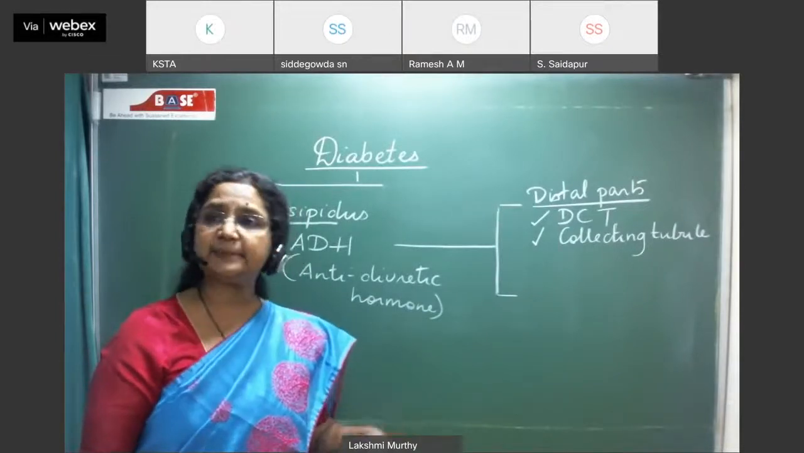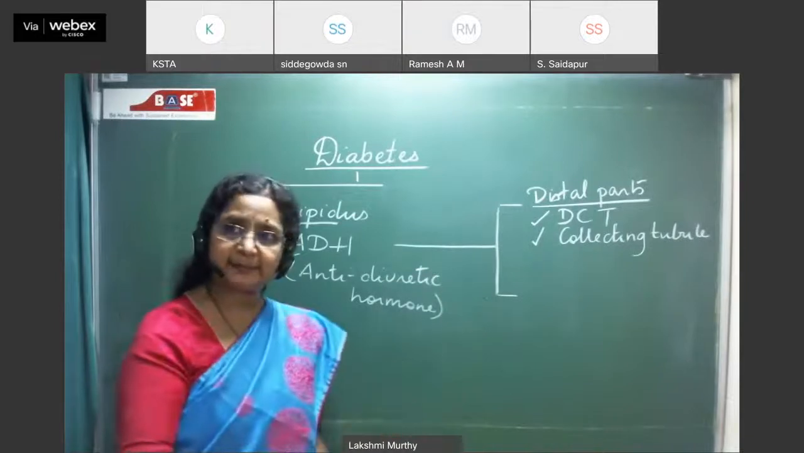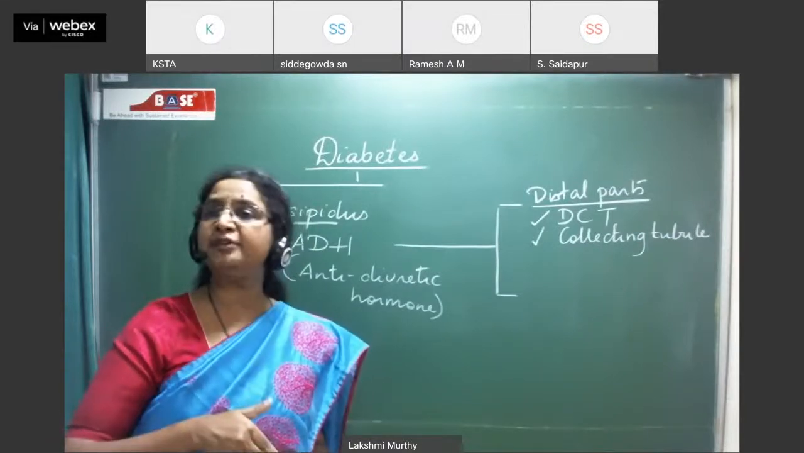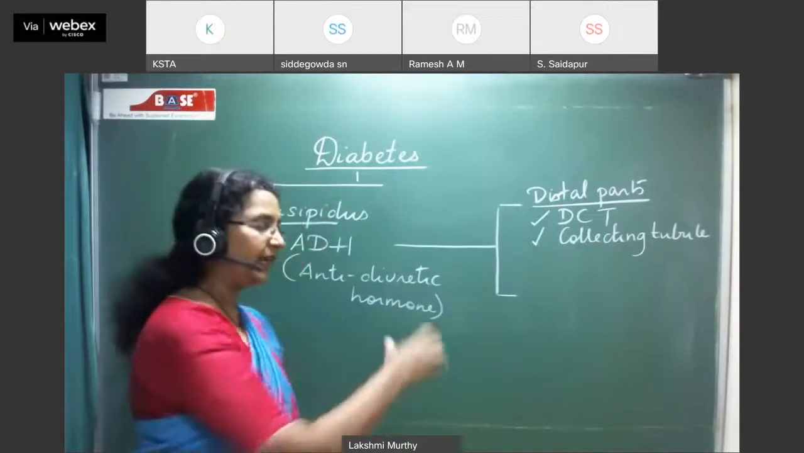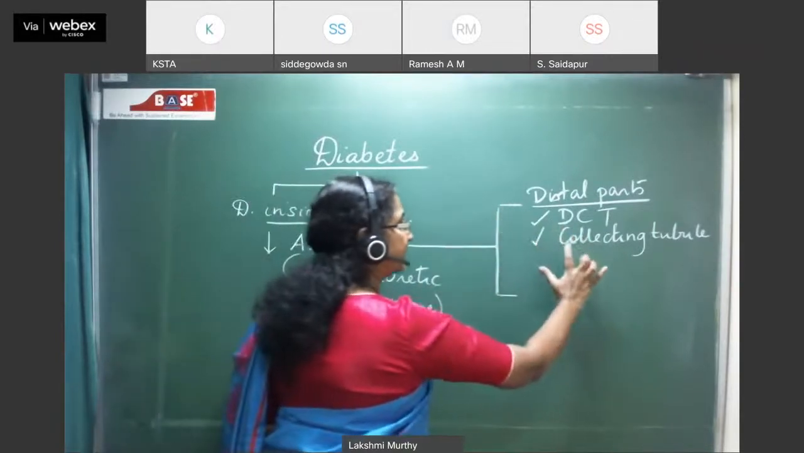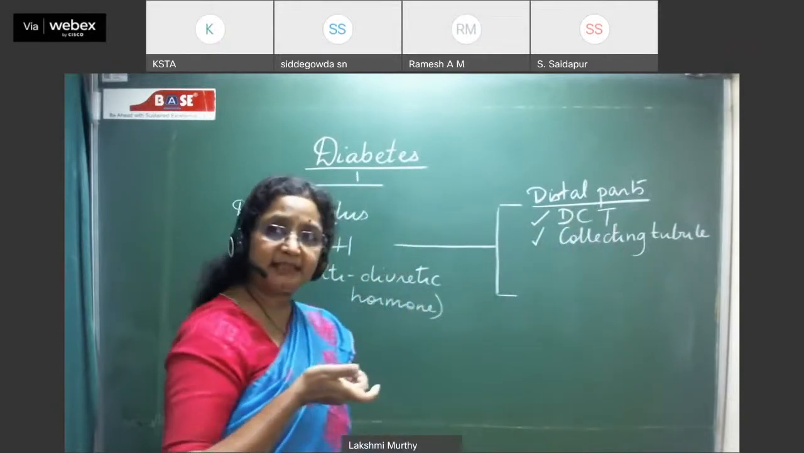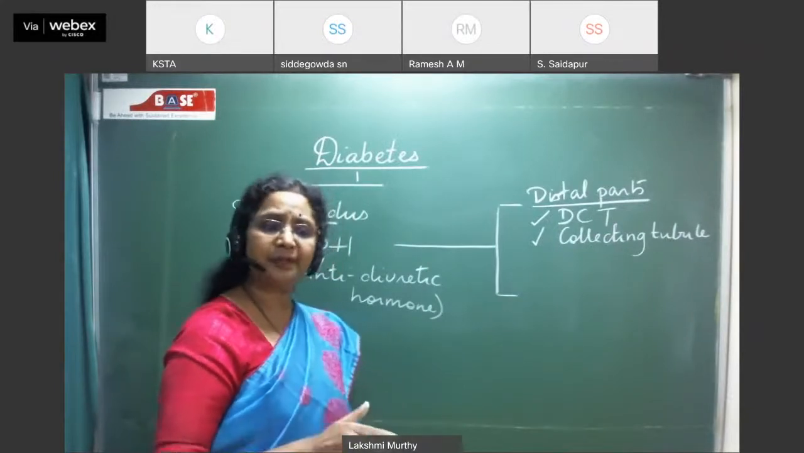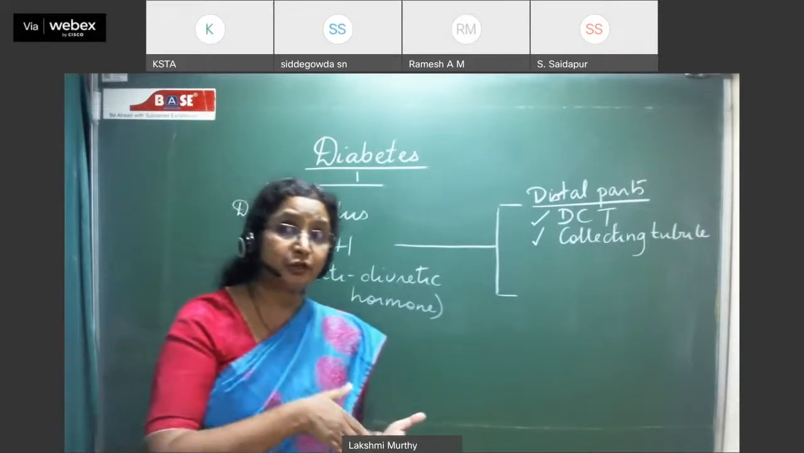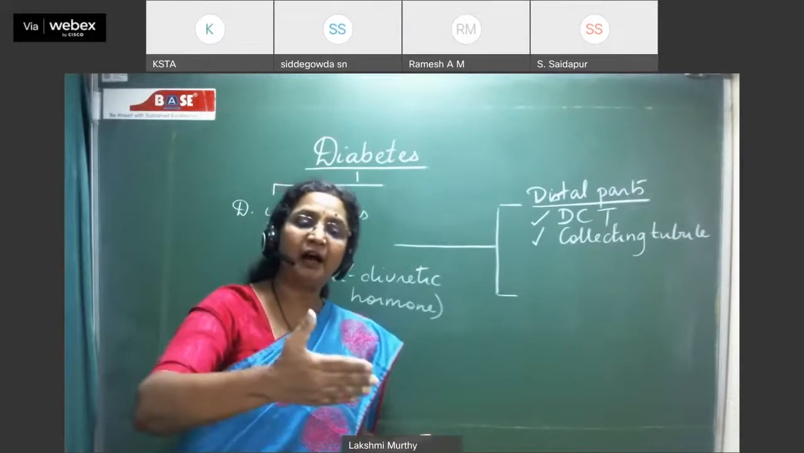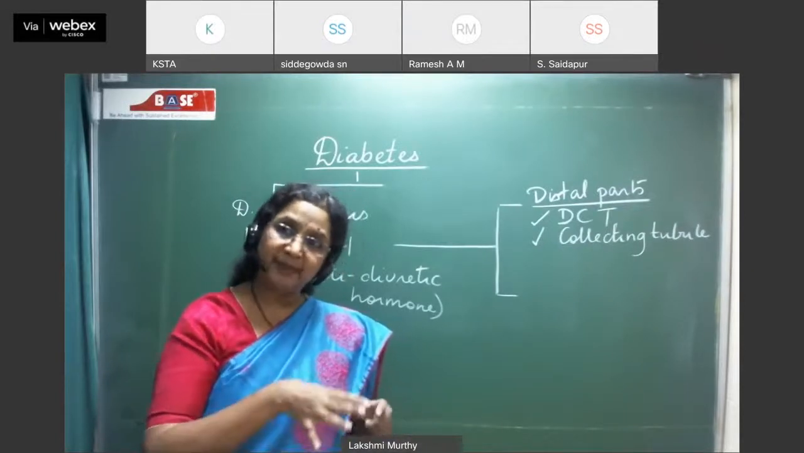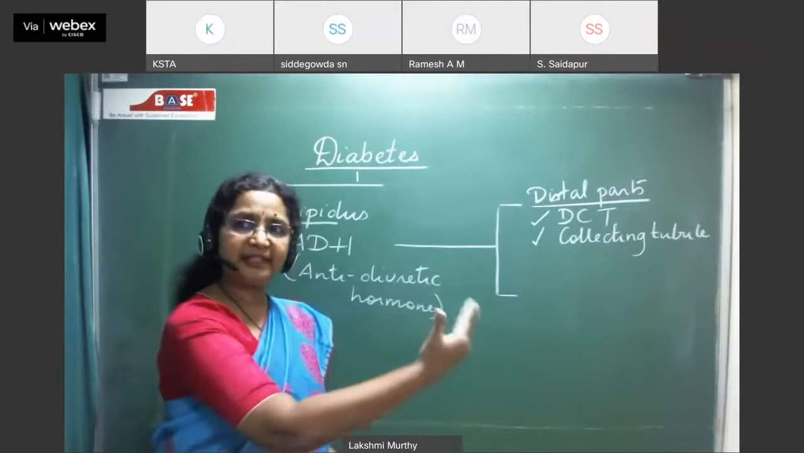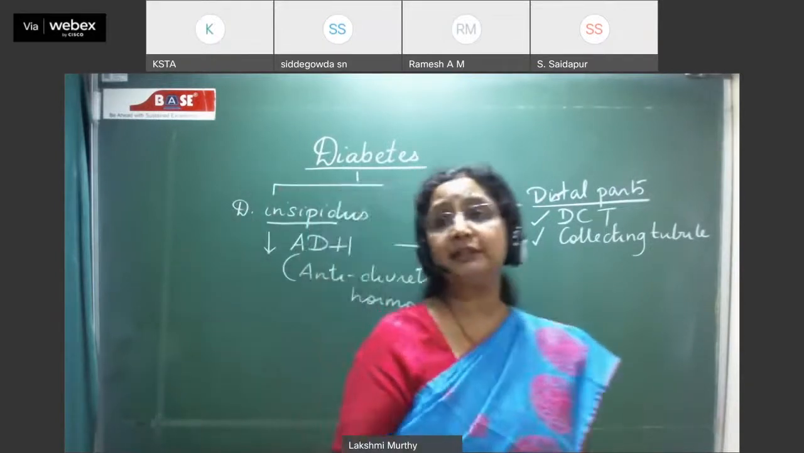What will ADH make these parts do? ADH is going to make these parts reabsorb more NaCl, and that will be followed by more absorption of water. So basically, ADH will target the DCT and the collecting tubule and change the permeability of the tubules such that more NaCl as well as more water can be reabsorbed. Where is that water and NaCl going to be introduced into? That will go into the bloodstream after it passes through the tissue fluid. So basically, ADH is going to help in reabsorption of sodium chloride as well as water from the DCT and collecting tubule.